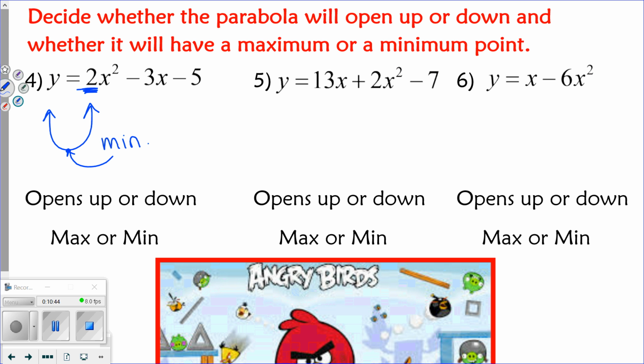All right, number 5, will that open up or down? That will also open up. Now notice that's not in the right order, but the A value is the number with x squared. It is positive, so it will open up, and the vertex will be a minimum. Number 6, that will open down, and that then, good, that is the maximum point. Guess I could have circled, right?